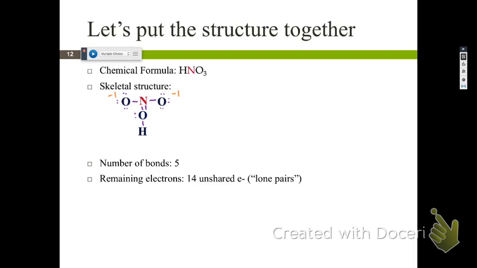What about the nitrogen? What's the formal charge on the nitrogen? I hear +1. It should have 5 valence electrons. It only gets to count 4, so that means it has a +1. What about the oxygen connected to the H? 1 from each of the bonds, so that's 3, 4, 5. +1.